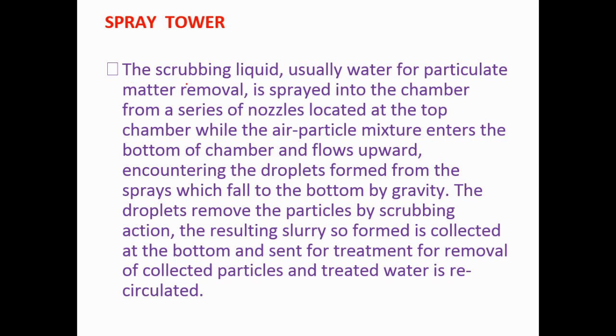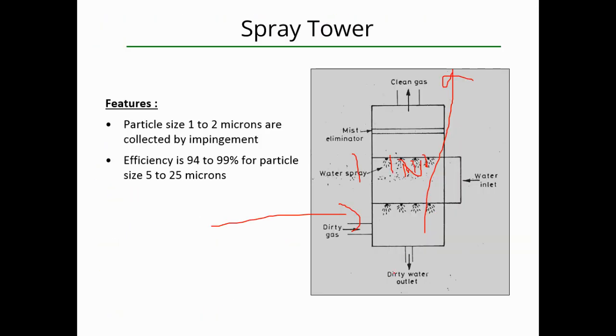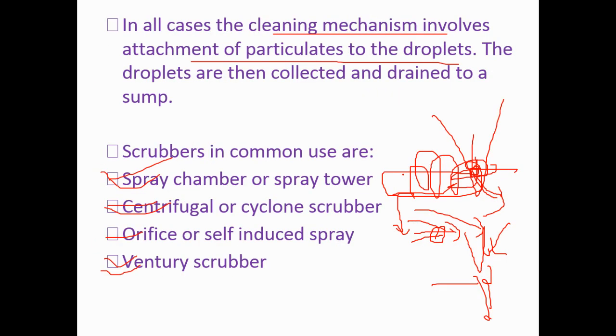Let's come to another one. Spray tower: the scrubbing liquid is usually water, and particulate matter is removed. Here, water is sprinkled in the spray tower. Water is the main spray for the spray tower, where there are different nozzles at the top of the spray tower. This is the spray tower. Different nozzles are placed at different places of the spray tower to spray the water inside, and the gases are passed from the bottom to up.